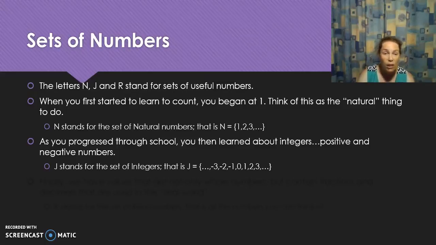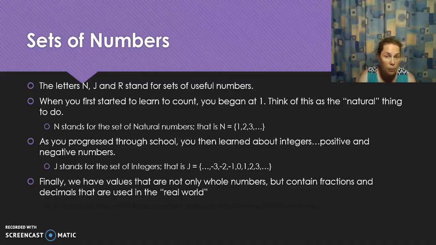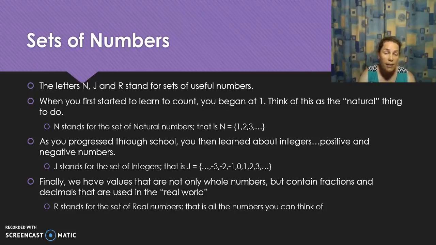Finally, we have the values that are not only whole numbers, because natural numbers and integers are only whole numbers, but it contains fractions and decimals that are used in the real world. And so R stands for the set of real numbers, and that's all the numbers that you can think of. It might be 1 3/4, -5 2/6, -10.62. N, J, and R are letters that you will hear as we go through our work with relations.